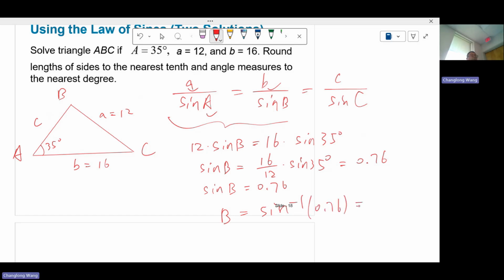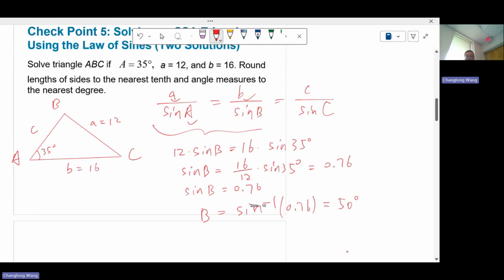of 0.76, right? Donovan, how much do you get for the angle B? Okay, good, that's fine. So let's say 50 degrees. Now, could there be another possibility for the angle B? How would you find the other angle for B? Remember that sine, Jordan? Or supplementary angle. Supplementary, yes. The supplementary angle of 50.